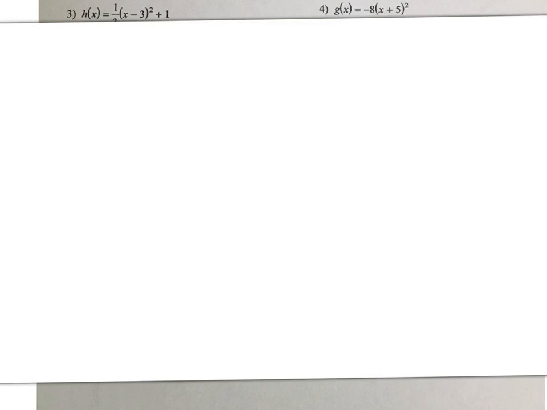All right, next up here we got number 4. So this one we see we have some adding or subtracting inside of the parentheses. So whenever it's adding or subtracting inside, that's a left or right shift. This is kind of counterintuitive. So it's the opposite way you would think. So you would think that +5 would be to the right, but it's actually a shift to the left by 5. And so that's that.